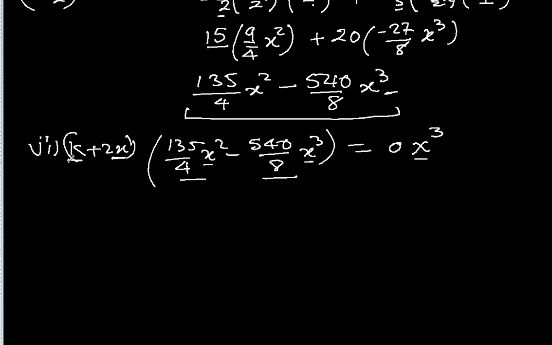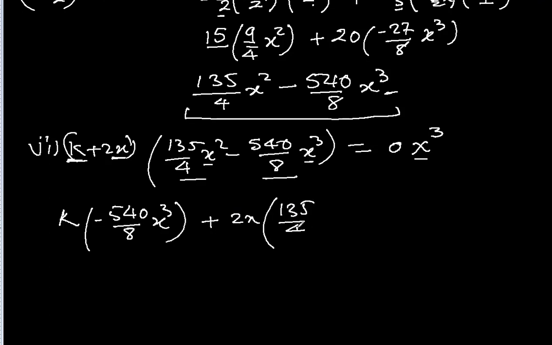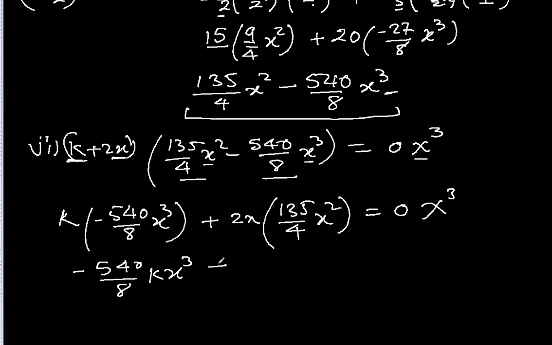Okay, so let's multiply k with this. K multiplies with minus 540 over 8x cube. It will give you x cube, correct? Now 2x multiplies with 135 over 4x square. It gives you x cube, which will be equal to 0 x cube. What does this become? Minus 540 over 8k x cube plus 270 over 4x cube. 2 times 135 is 270, okay? Equal to 0 x cube.